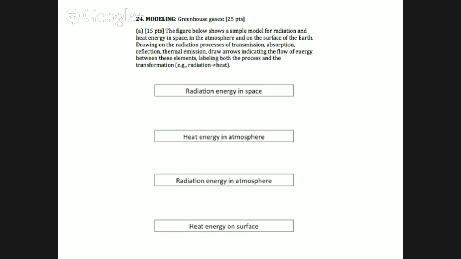All right, so I've actually given you the different forms of energy that exist in space, in the atmosphere, and down on the ground. Radiation and heat are really the two things that you worry about in this kind of problem. And then I've given you the processes, transmission, absorption, reflection, thermal emission, that radiation and heat undergo as they transform between these things. So this is really just connecting all these pieces together.